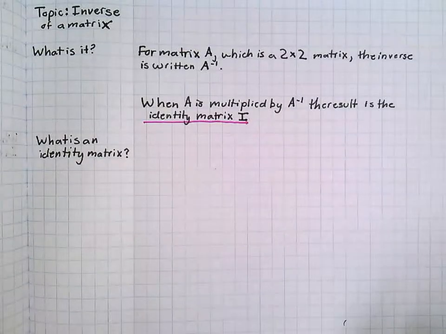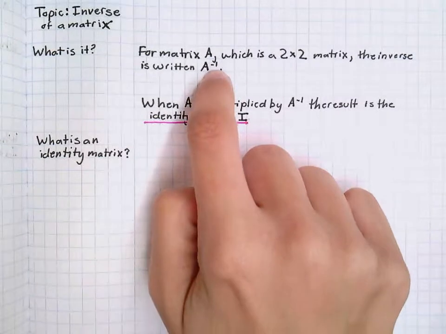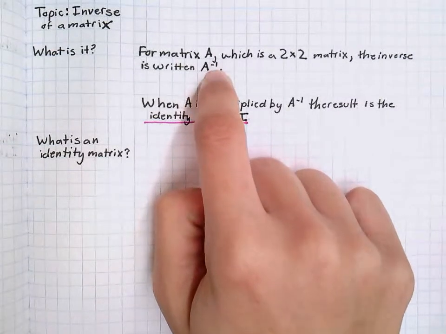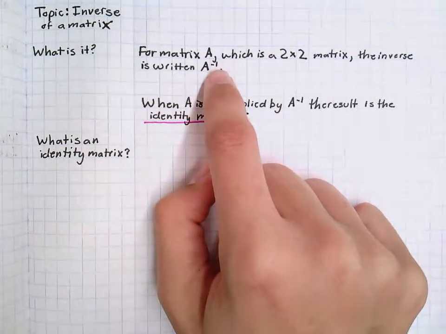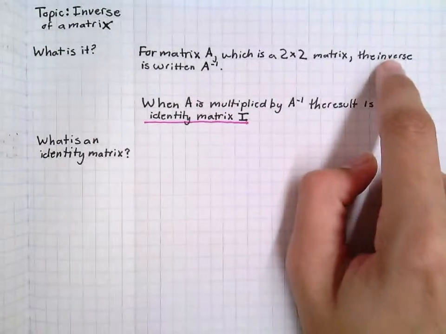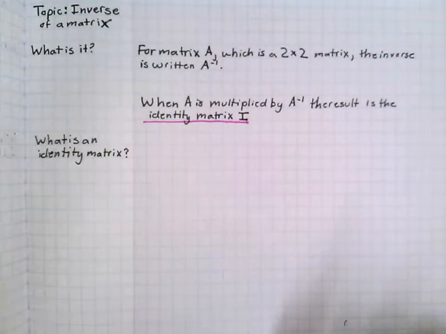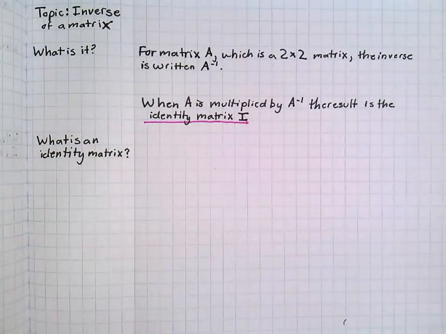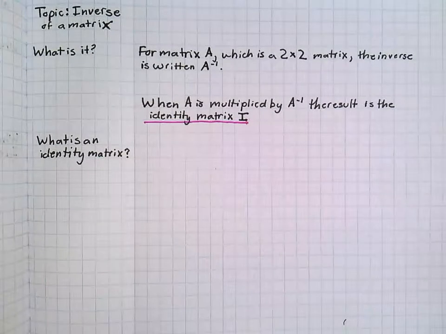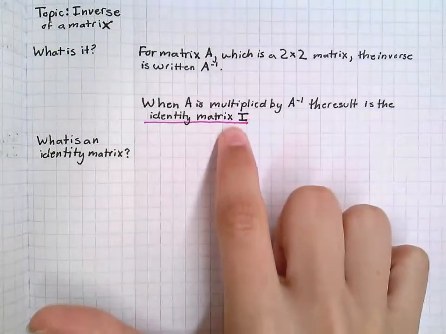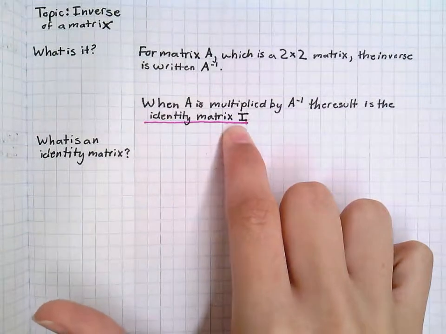Moving on to the inverse of a matrix. For matrix A, which is a 2 by 2 matrix, the inverse is seen as A with a negative 1 in the exponent. Whenever you have a negative 1 in the exponent, you can understand that it will be an inverse. When A is multiplied by the inverse, the result is the identity matrix, which is seen with a capital letter I.